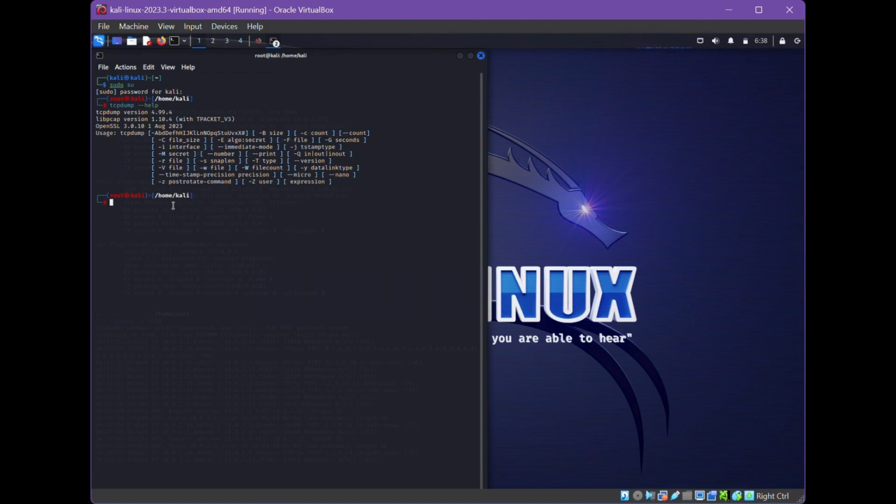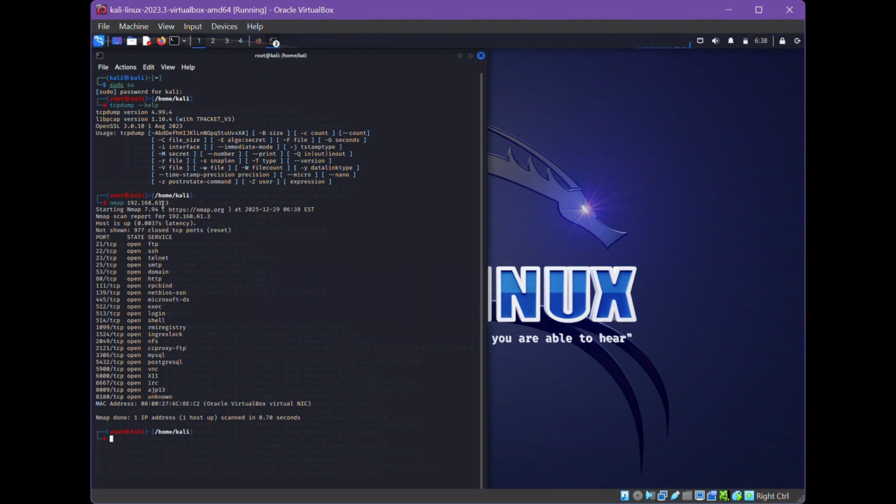So we will go with, first of all, we will see for the specific IP which ports are open here: FTP, SSH, Telnet, and all. Many more ports are open here, which is a very good thing, I guess.